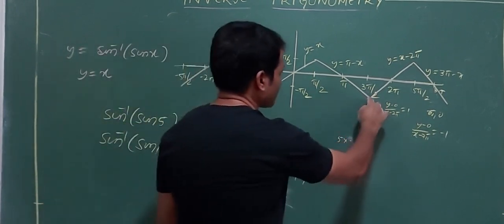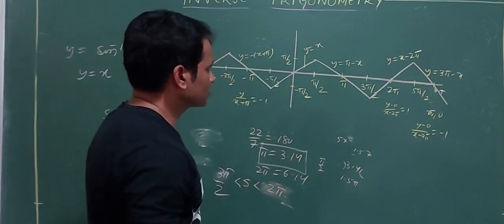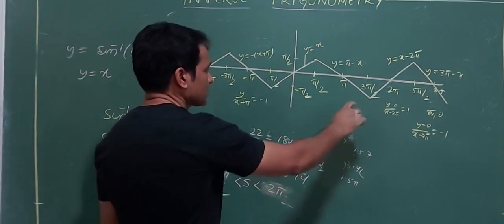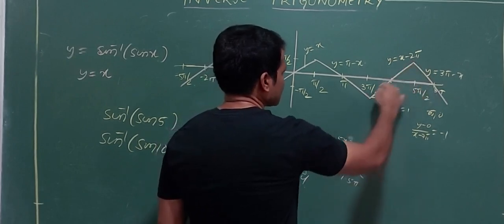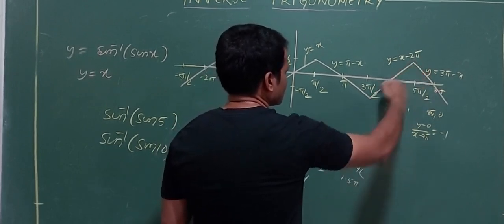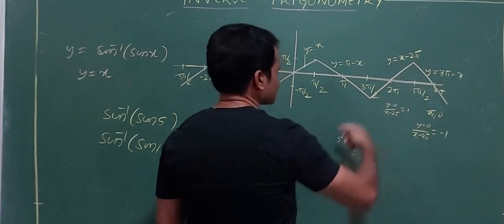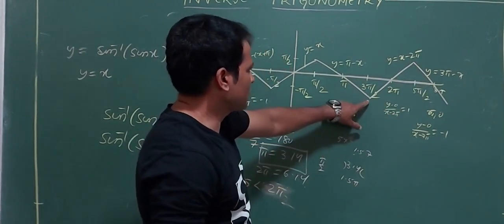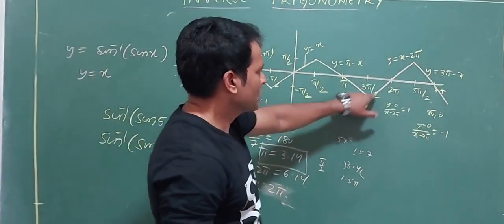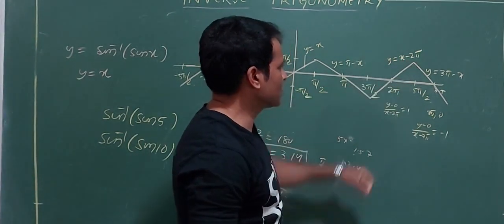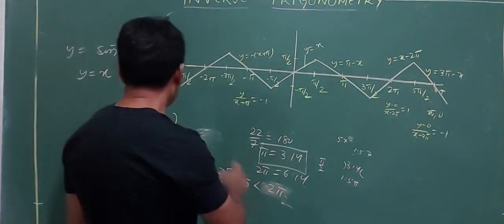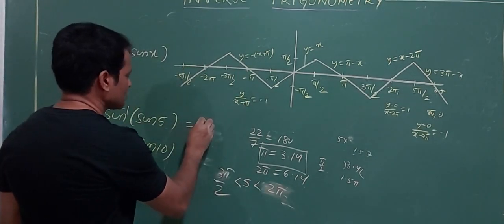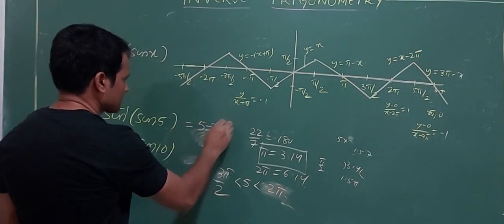That means look at the graph now. This is 3 pi by 2 and this is 2 pi. That means this particular value lies on this line, between 3 pi by 2 and 2 pi. What is the equation of the graph? Y is equal to x minus 2 pi. Whatever value is given to you, so the answer is equal to 5 minus 2 pi.